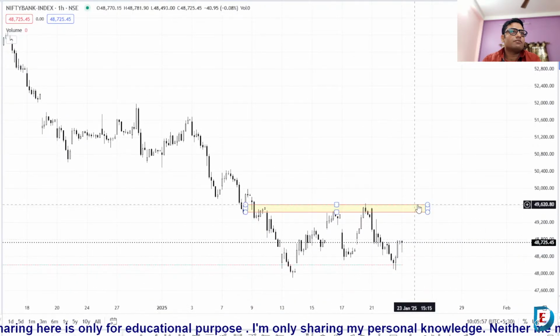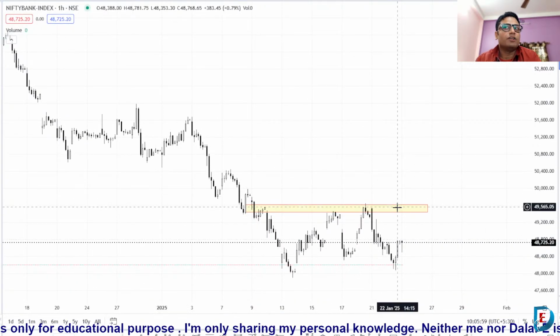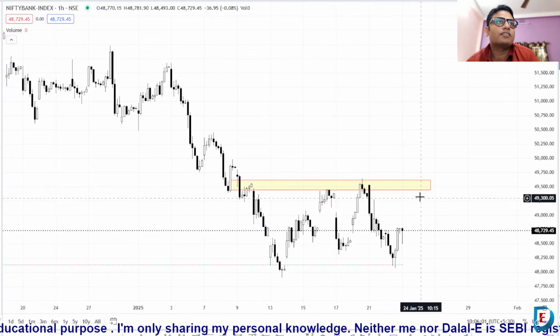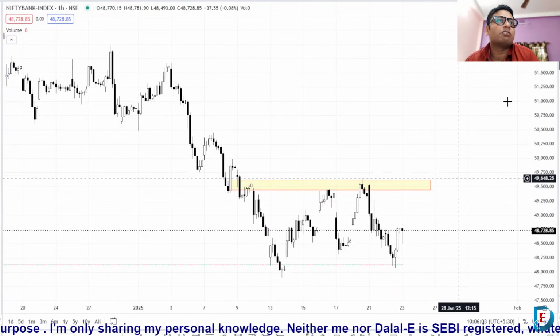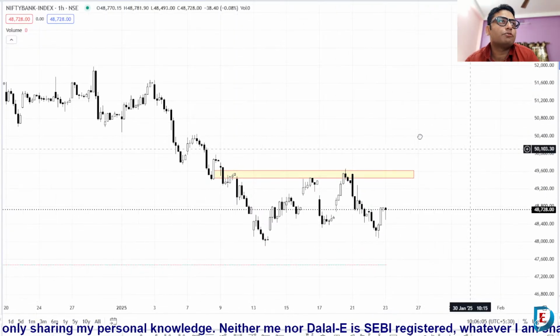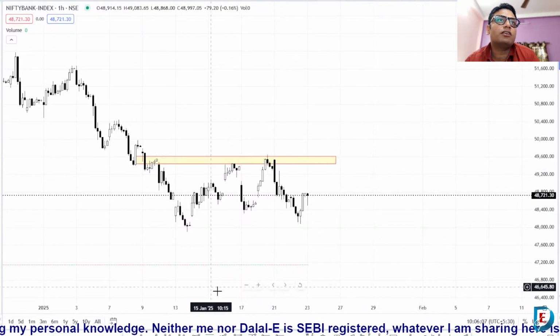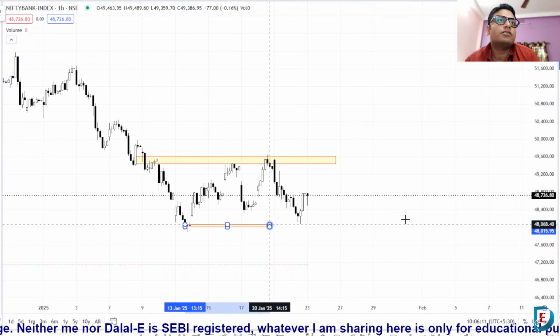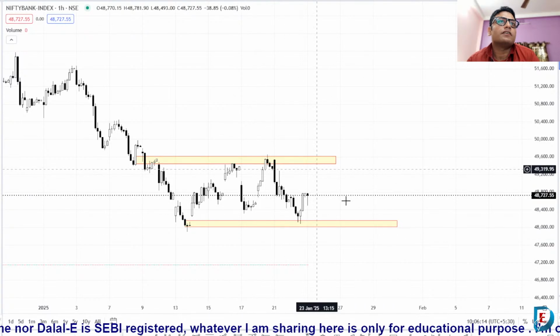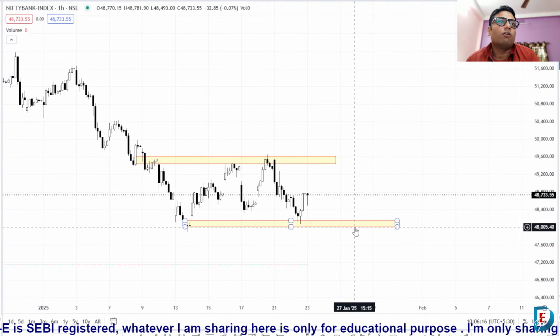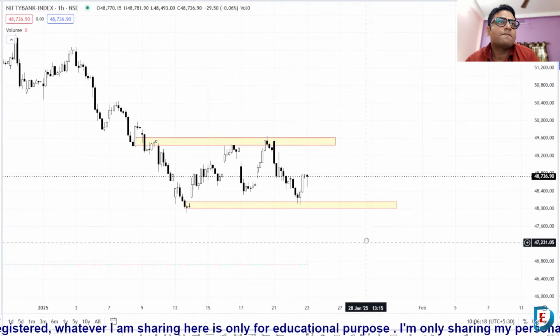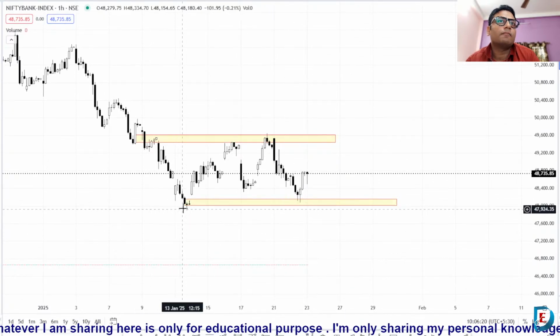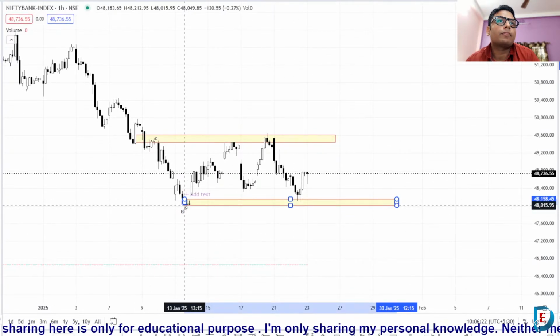If price somehow sustains above this mentioned zone, then we will witness an upside rally. Otherwise, we will still be inside the range, like this range, or we may witness a fall if price breaks this level, this zone.